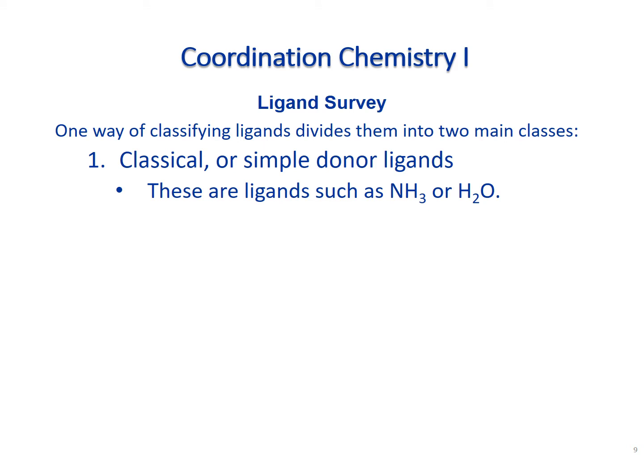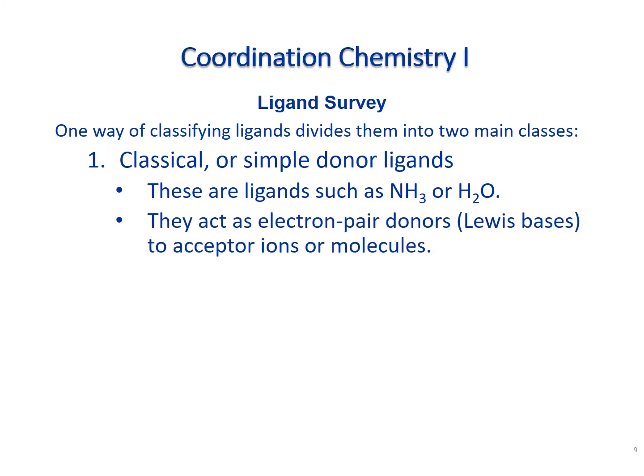So they're ligands like NH3 or H2O. So these are called amine or aqua ligands. These are the electron pair donors. So again, Lewis bases. And they donate those electrons to that metal center, forming that coordinate covalent chemical bond.